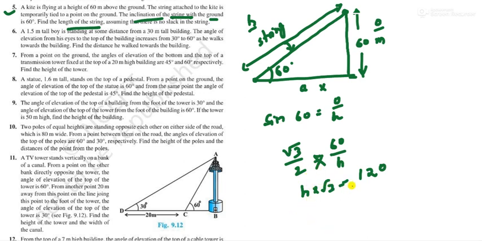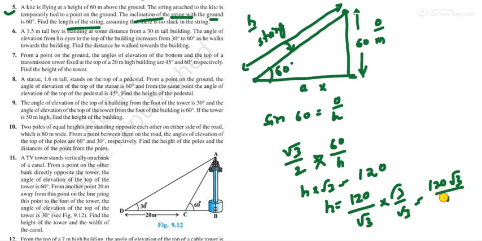So what will be the answer? When you do the cross multiplication, H will be 120 by root 3. So again, do the rationalization. So 120 root 3 by 3. So 3 ones are 3, 3 fours are 12, and 0. So the answer is how much? 40 root 3 meter. I hope it's clear.